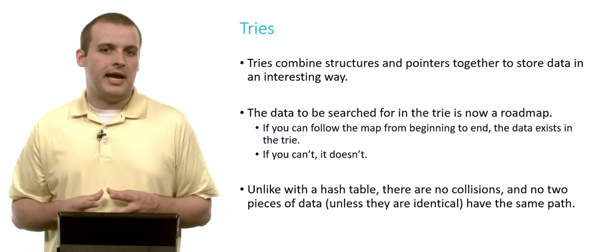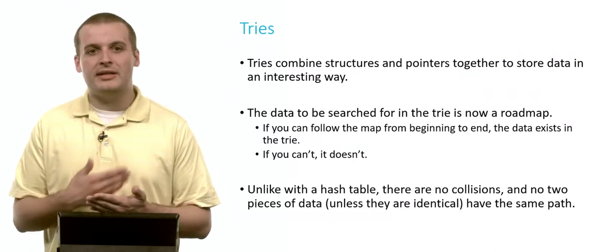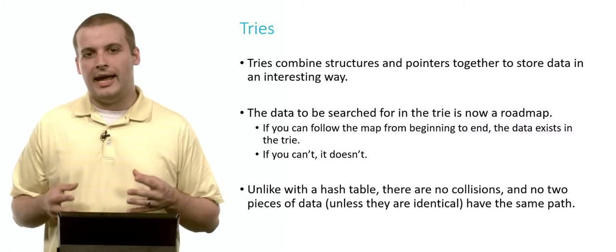Again, the keys here are guaranteed to be unique. And so unlike a hash table, we'll never have to deal with collisions here. And no two pieces of data have exactly the same roadmap unless that data is identical. If we insert John and then we search for John, that's two identical pieces of data, right? But otherwise, any two pieces of data are guaranteed to have unique roadmaps through this data structure. And we're going to take a look at a visual of this in just a moment.